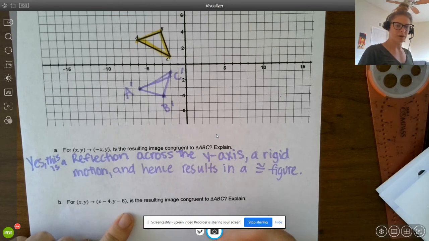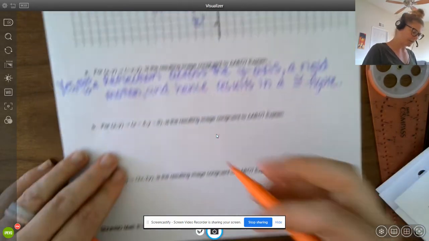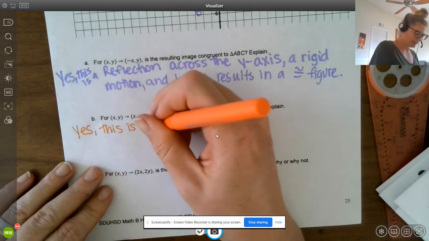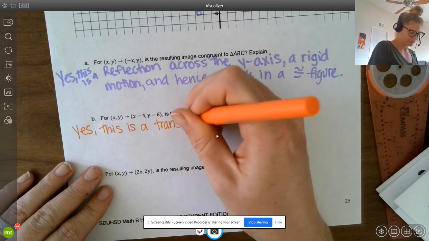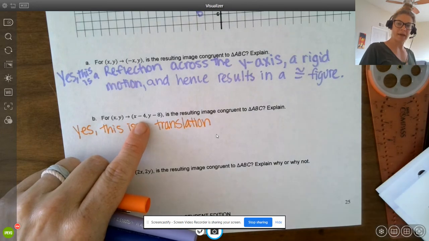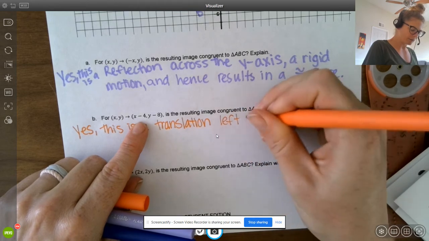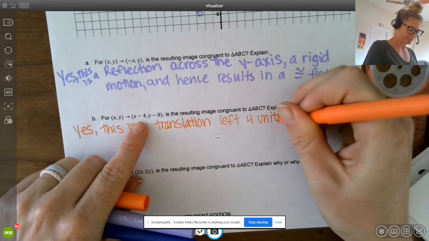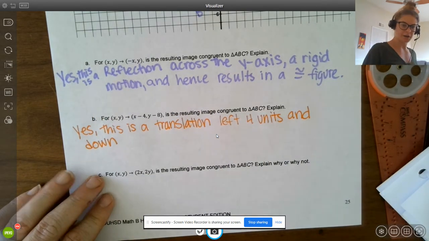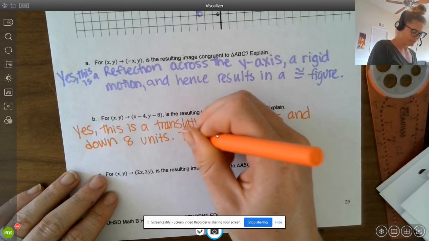xy goes to x minus 4, y minus 8. Is this going to produce a congruent figure? Remember, we always start from our original pre-image. So yes, this is a translation. And if we think about this, we're going minus 4 from x. X controls the horizontal directions. Translation left 4 units. And down, y controls the vertical direction up and down. Down 8 units.